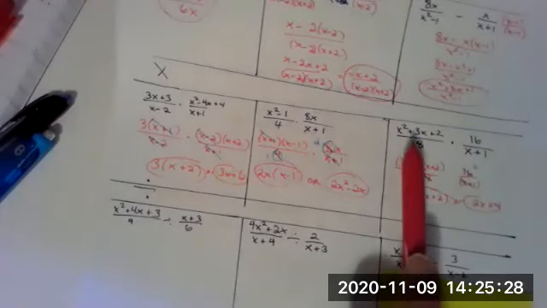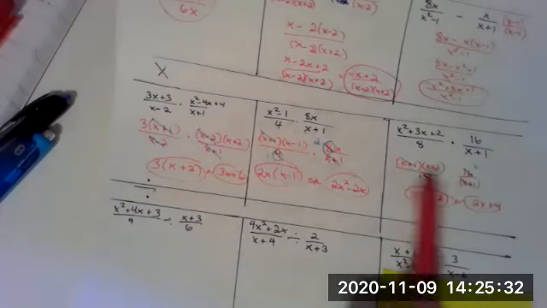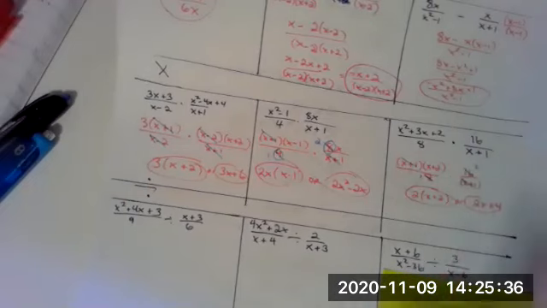The numerator of this first expression does factor. X plus 1 and x plus 1 divide out. 16 divided by 8 is the same as 2 over 1. So you'll have 2x plus 2 or 2x plus 4.